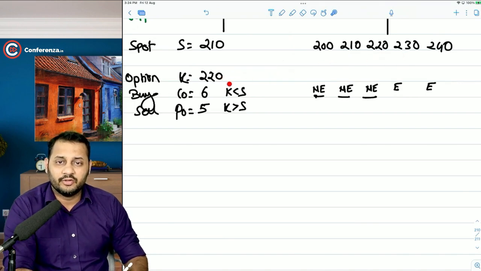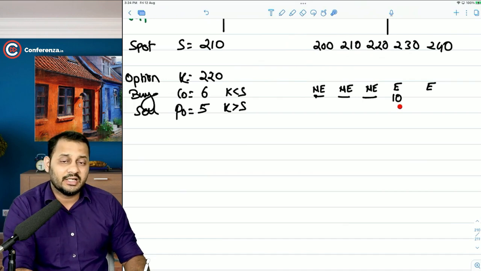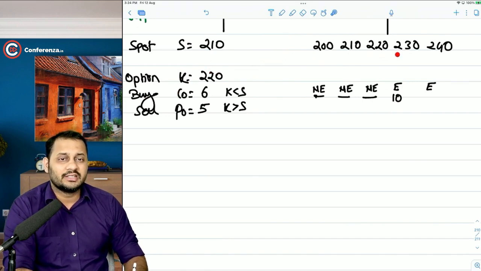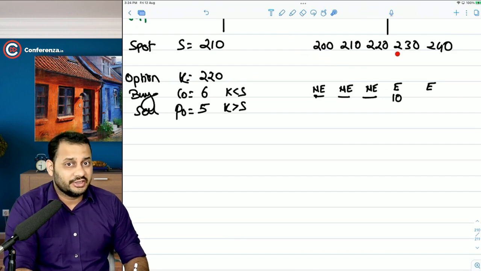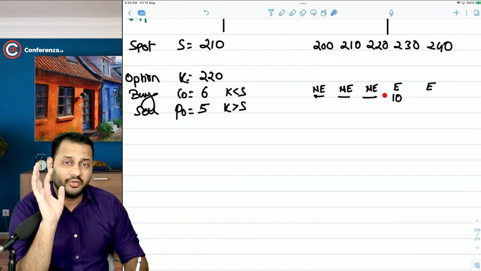230 rupees, 220 rupees, 10 rupees is the payoff when you exercise the option. Please understand how. You will be buying the stock at 220. You are ready to buy the stock at 220 under the call option, and you can sell the same at 230 in the spot market. This is what the stock exchange knows, and that's why the exchange is going to straight away give you 10 rupees and then you do whatever you want to do.